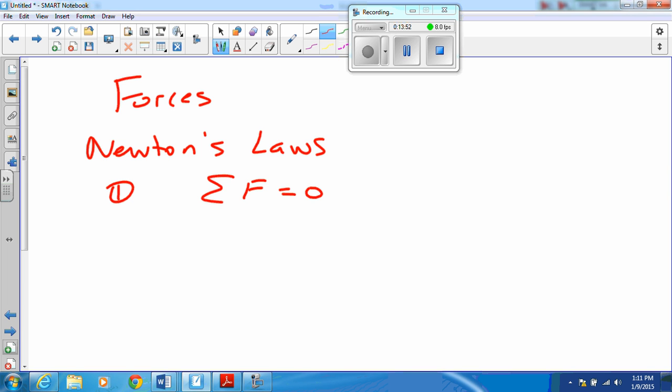If your forces are 0, the acceleration is 0. Very good. Which means that the object will not move. Is that right? No. What does it mean? The object will stay with its current velocity, whatever that may be. It will not change its motion.